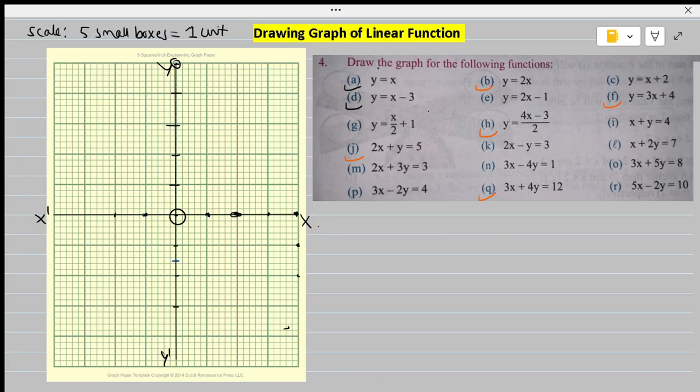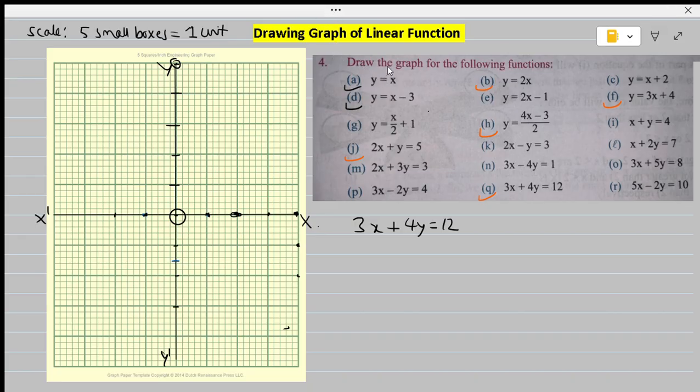Okay, so number Q, where we are given 3x plus 4y equal to 12. So here the thing is, we have both coefficients of x and y other than 1. And on the right side is 12, and that number 12 is divisible by both 3 and 4. So you can take any number that will get divisible by 3 or 4 to get the values of x and y as whole numbers.